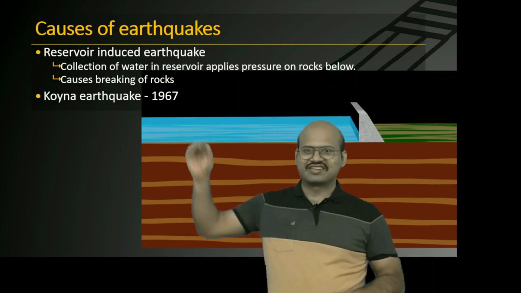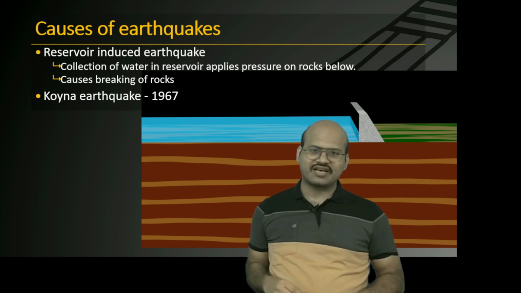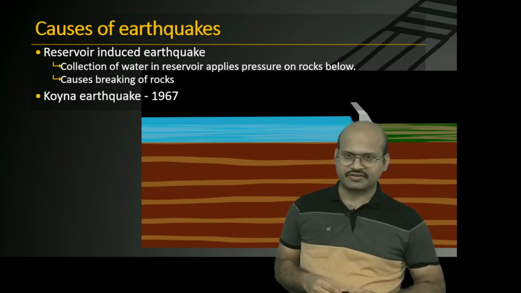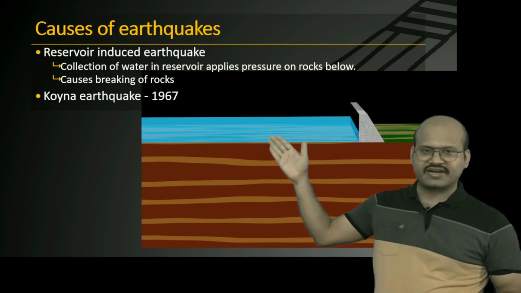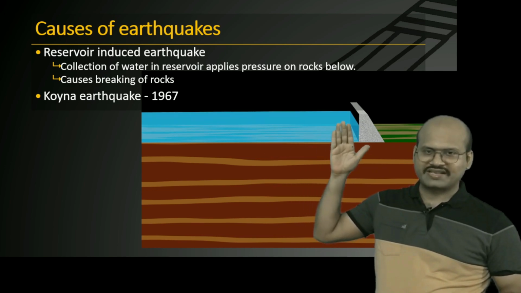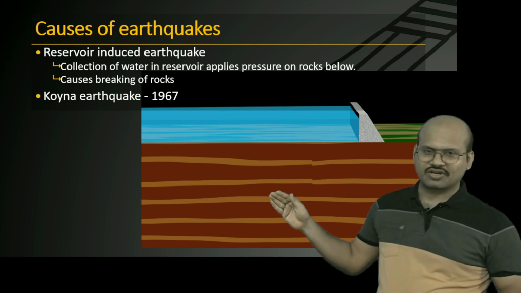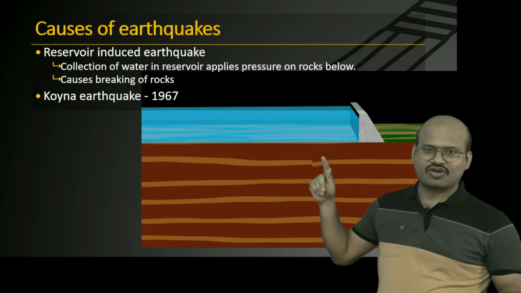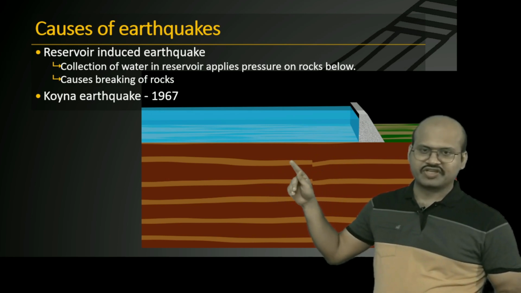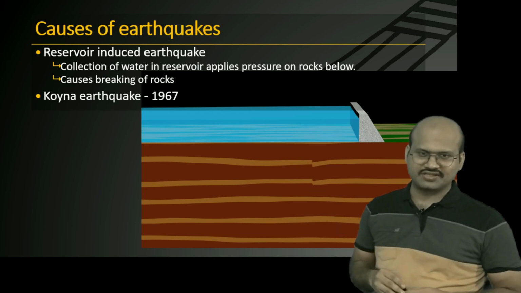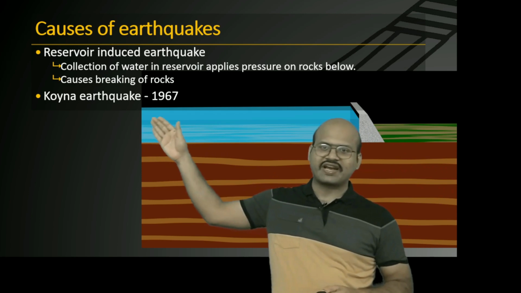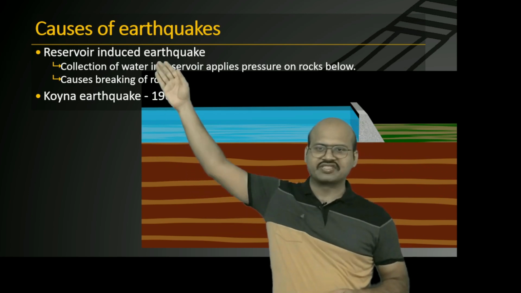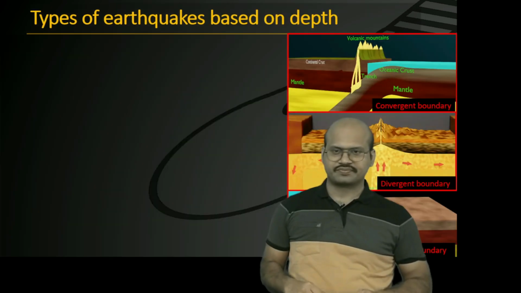Now let's see reservoir-induced earthquakes. These are man-made causes of earthquakes. What happens here when we build a dam? Water collects in the dam. When the water rises, it exerts more pressure on the rocks above and then it causes a fracture within the rocks. This releases a lot of energy and earthquakes are formed. Koyna earthquake of 1967 is an example of reservoir-induced earthquake.